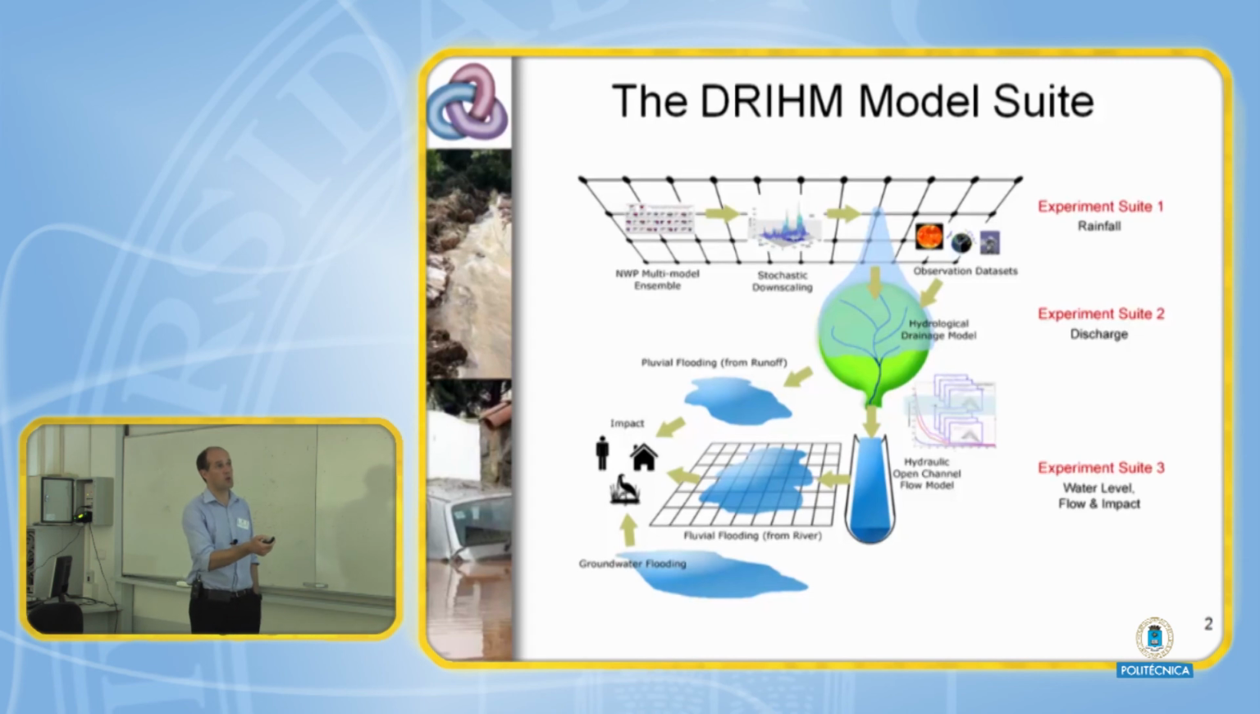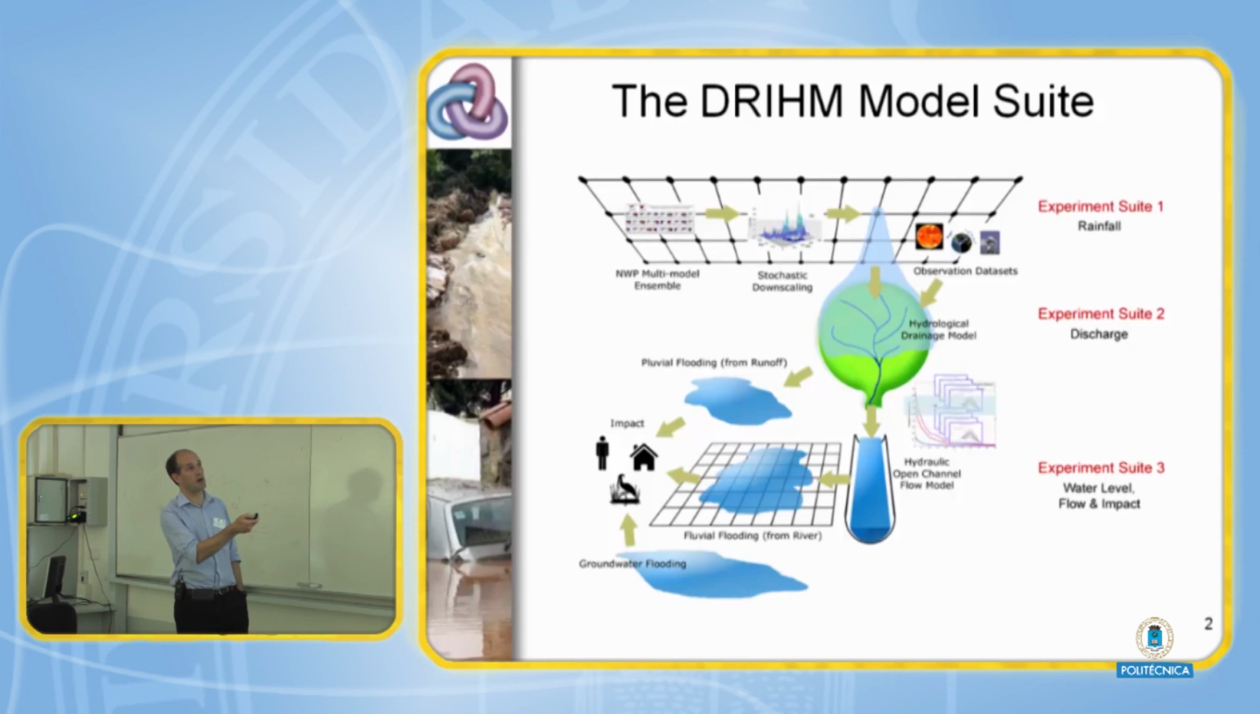Experiment Suite 3 is water level, flow and impact, and as a hydraulic modeler, this is where I come into my own. I have a boundary condition supplied to me here, which was supplied by a boundary condition up here, and some driving data. And what happens in my world down here is that we have an open channel flow model, and the hydraulic model models the water in the channel. The channel overtops, spreads some water on a floodplain. That causes damage to people, infrastructure, animal habitats, etc.